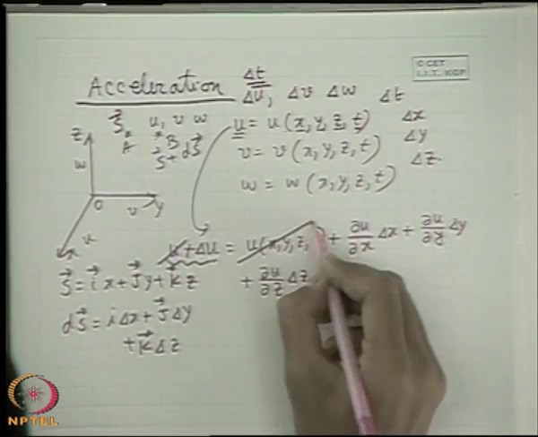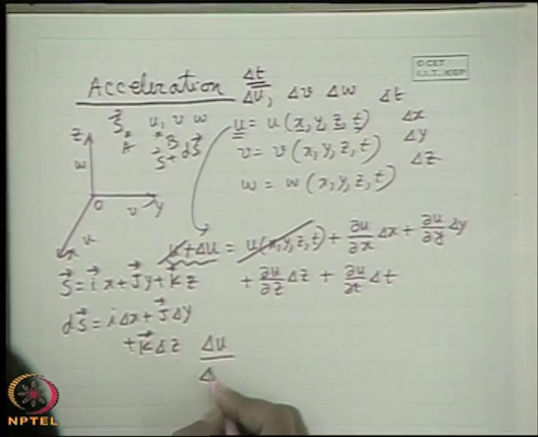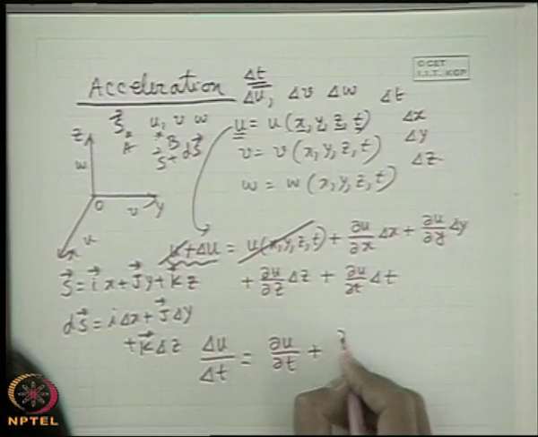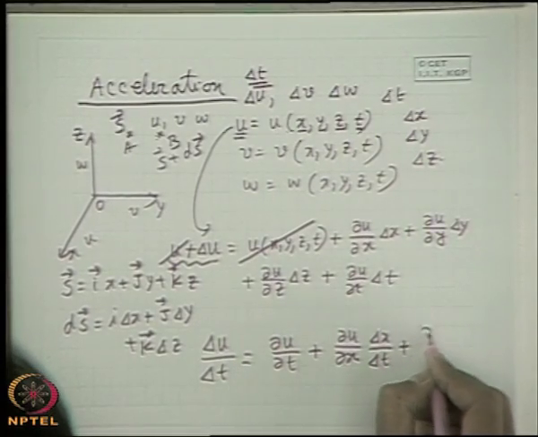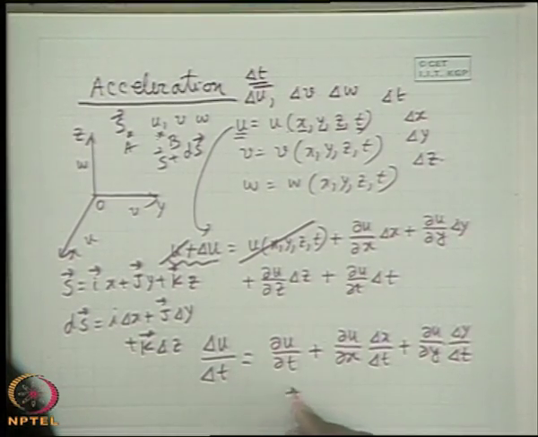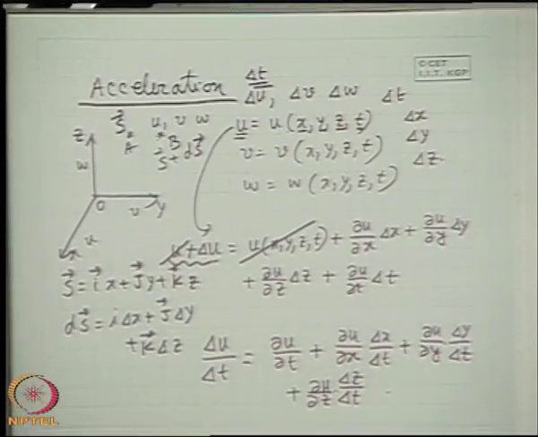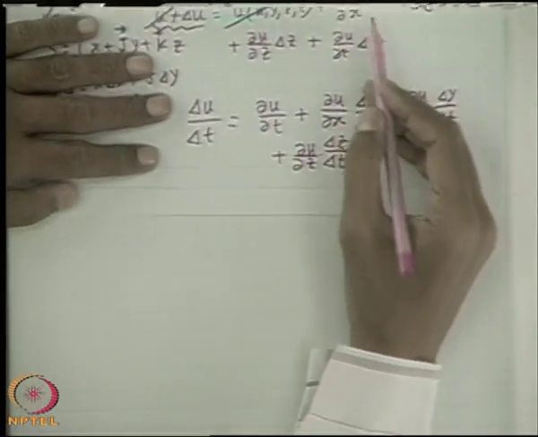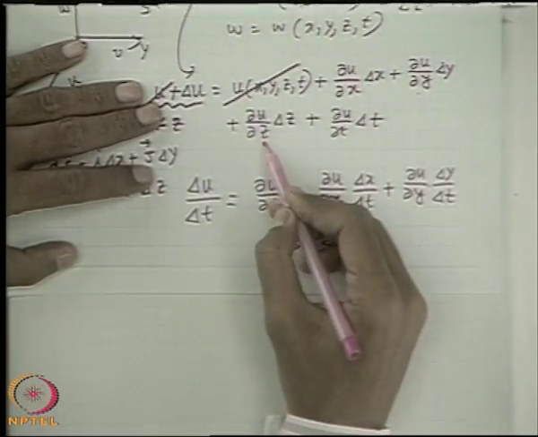Now this u cancels. So one can write del u and divide it by delta t. Taking this term first, del u by del t, plus del u del x into del x by del t, plus del u del y into del y by del t, plus del u del z into del z by del t, just dividing by delta t.